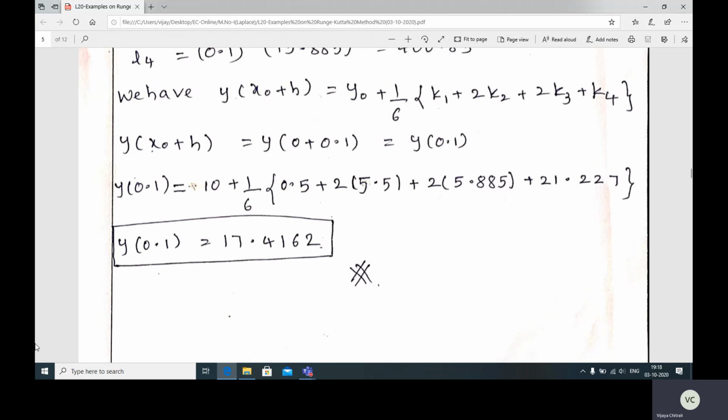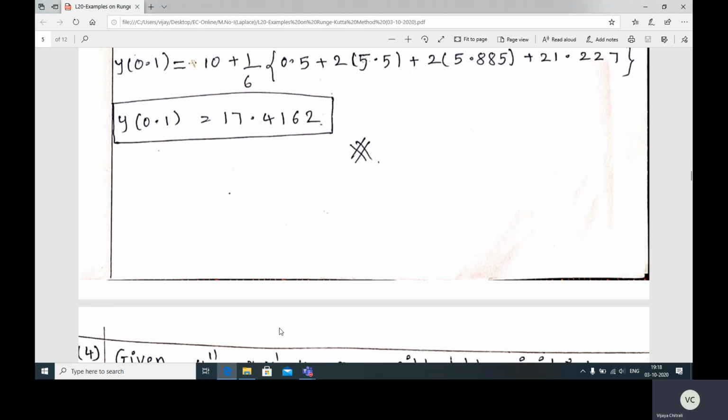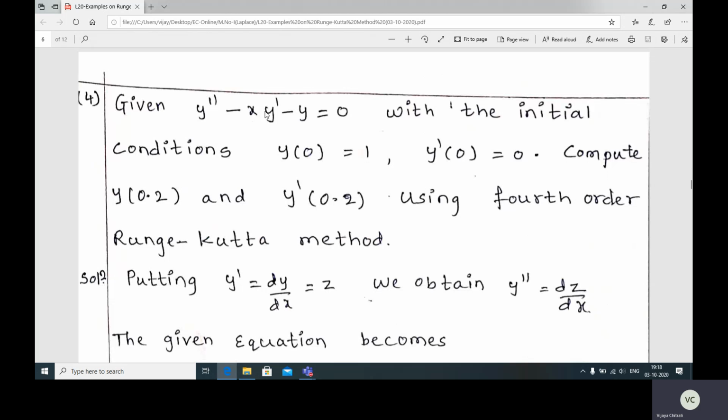Now move on to next example. Given y double dash minus xy dash minus y is equal to 0, and with initial conditions y of 0 is equal to 1, y dash of 0 is equal to 0, compute y of 0.2 and y dash of 0.2 using fourth order RK method.